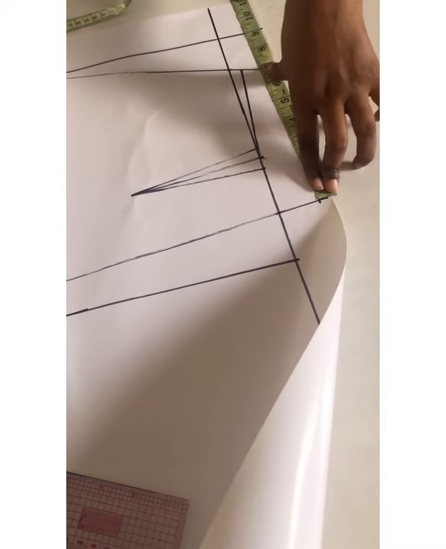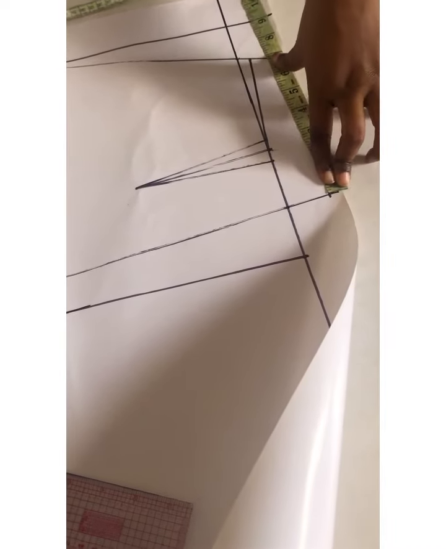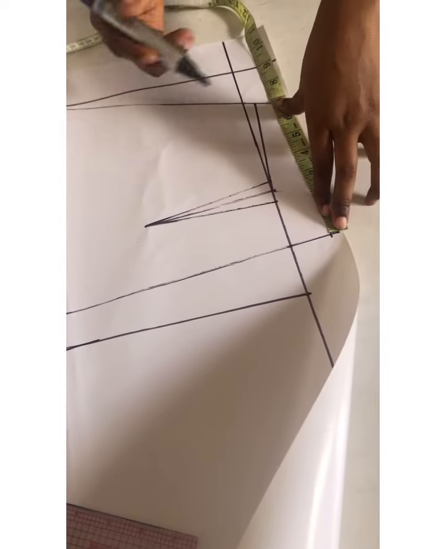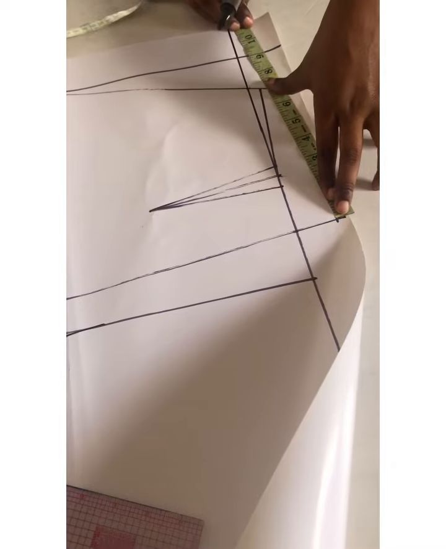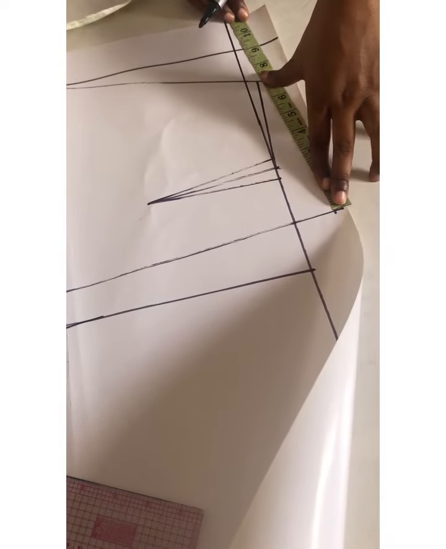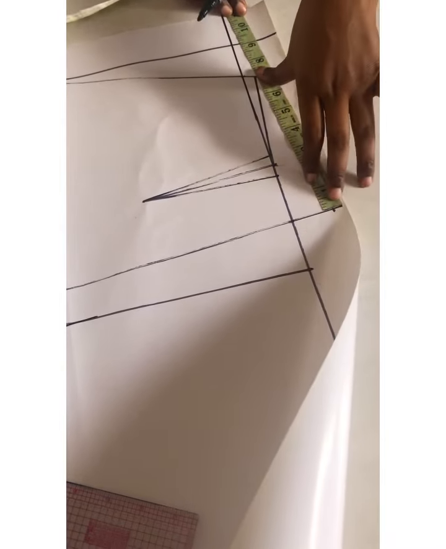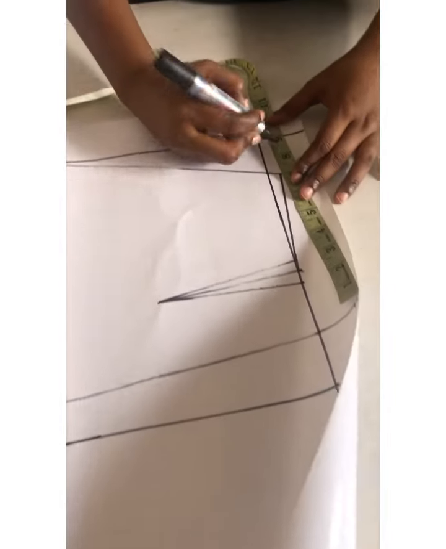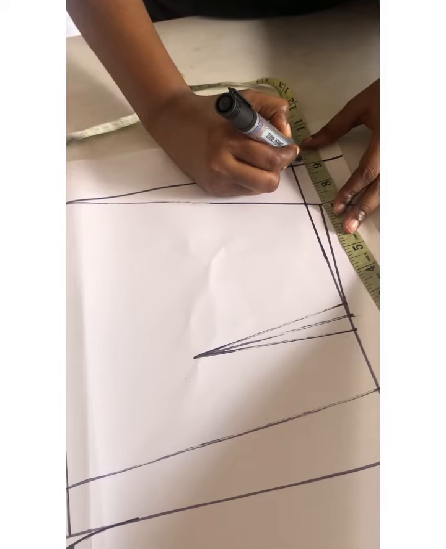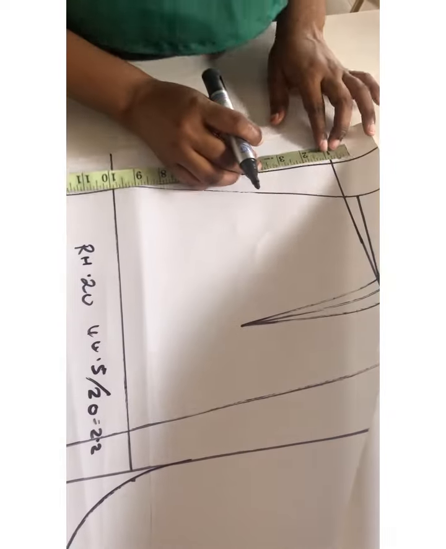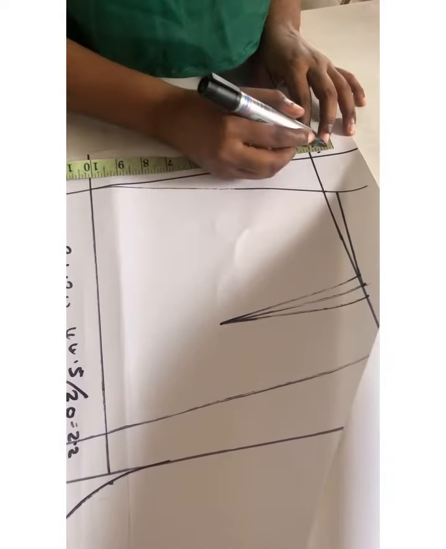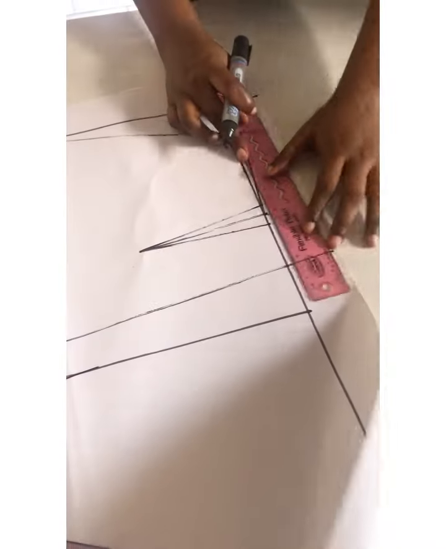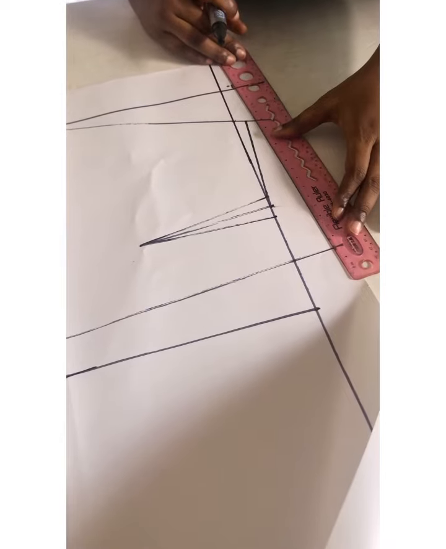So from here, I'll be taking my waist measurement, which is 8.2 plus 1 inch for our dart. I'm taking 9.2 from this back line. I'll still raise this place up by 0.5, and I'll be connecting it all the way till the back.